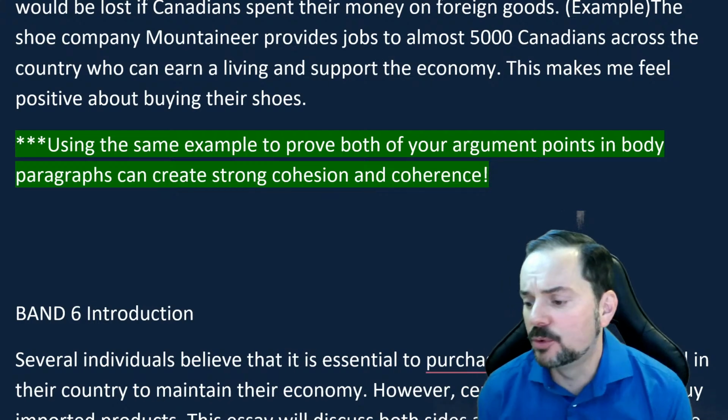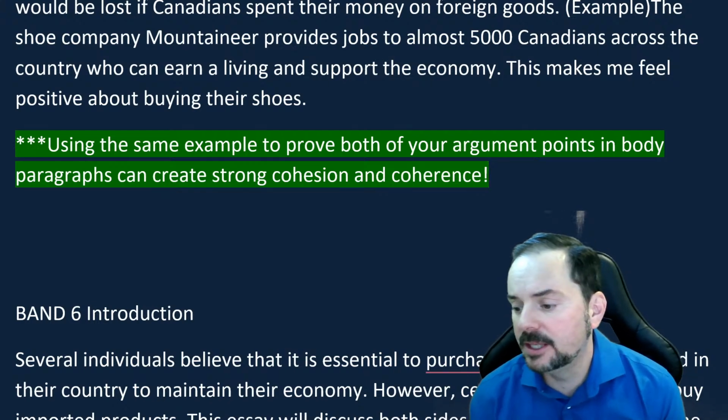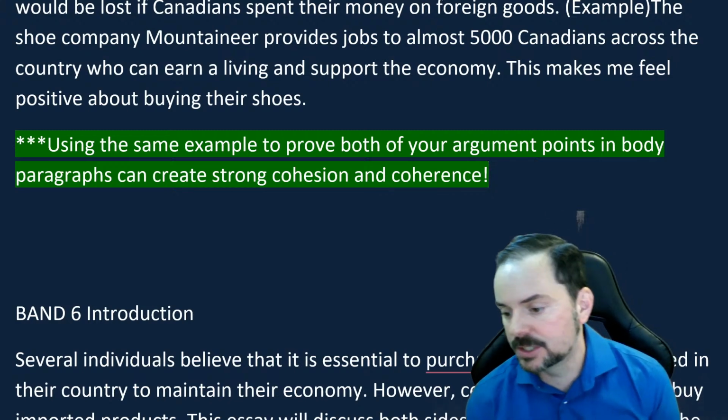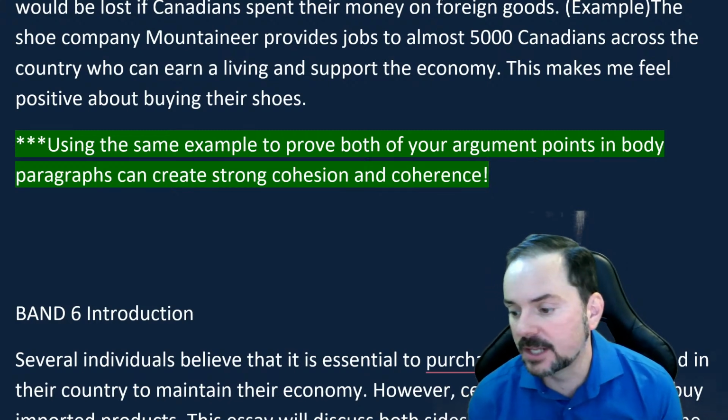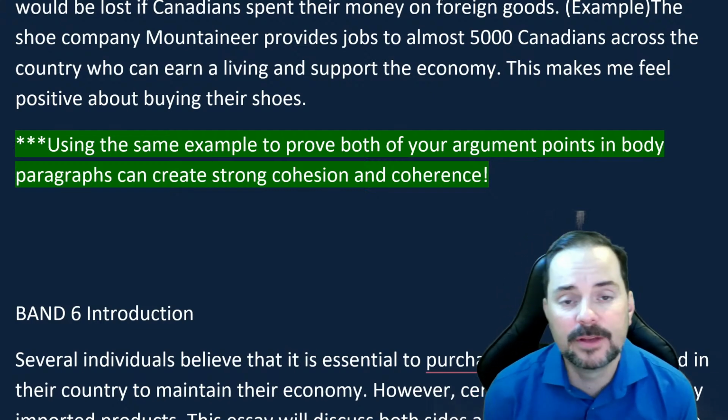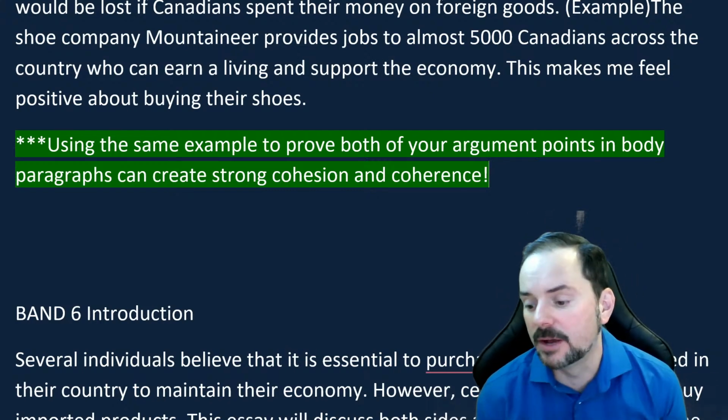Nepali says, furthermore, by buying local goods that are made locally, laborers and local companies contribute to improving the life quality of people.